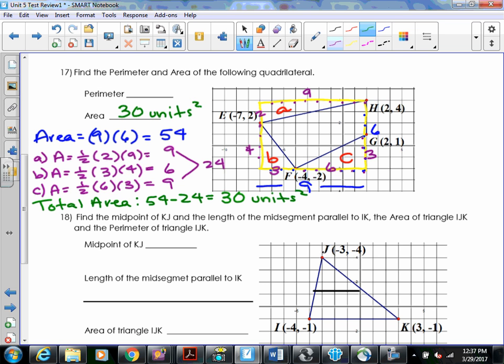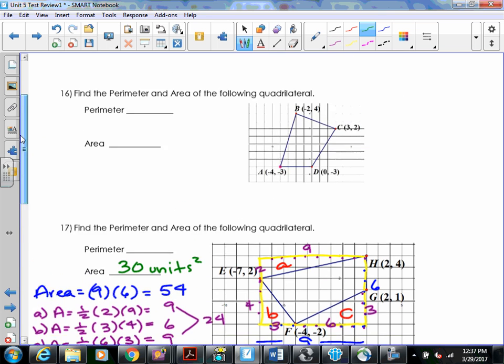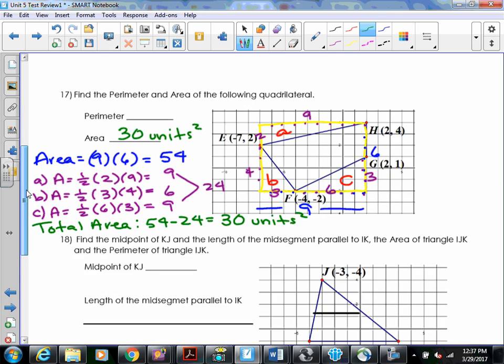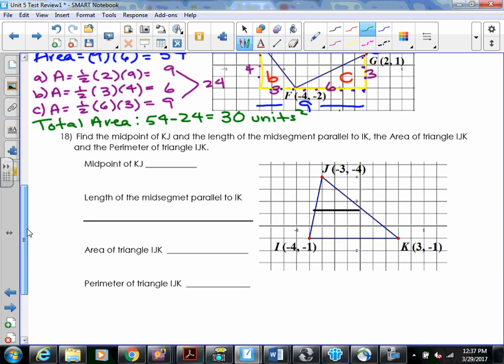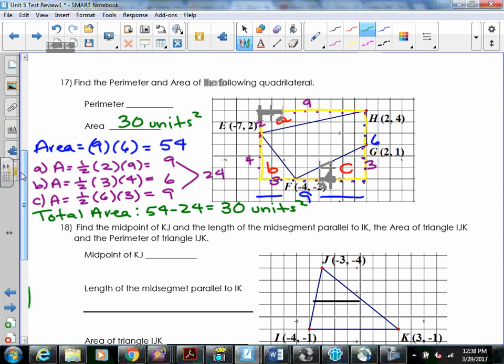All right, so next we still need to find the perimeter. They did ask for the perimeter. Now the process that we use to find the perimeter here is the exact same process you can use to find the perimeter up here on number 16 and down here on number 18. Now, the easiest way, in my opinion at least, is to use the Pythagorean theorem. You could do the distance formula, that's fine, it'll work too, but I prefer the Pythagorean theorem.